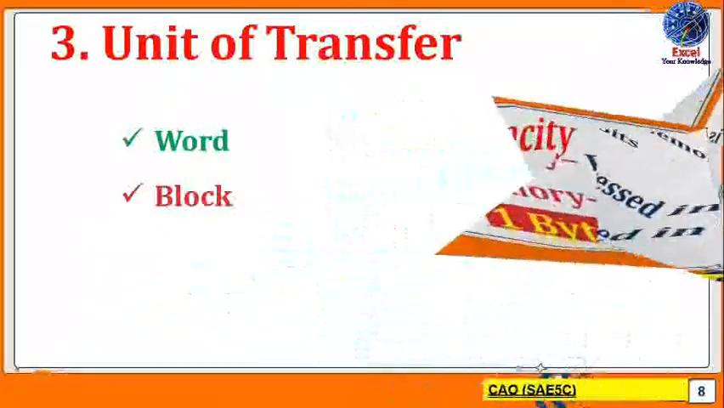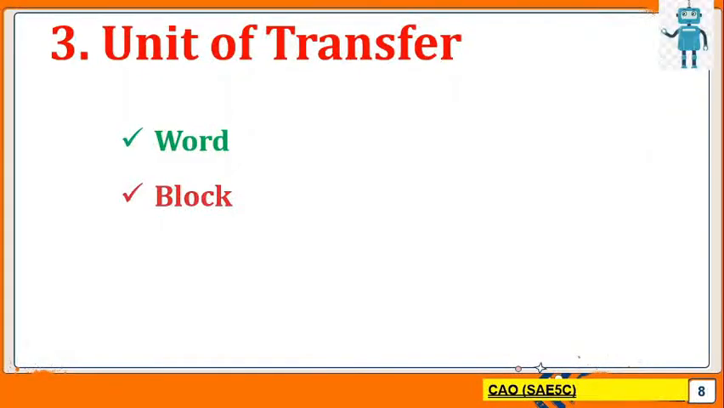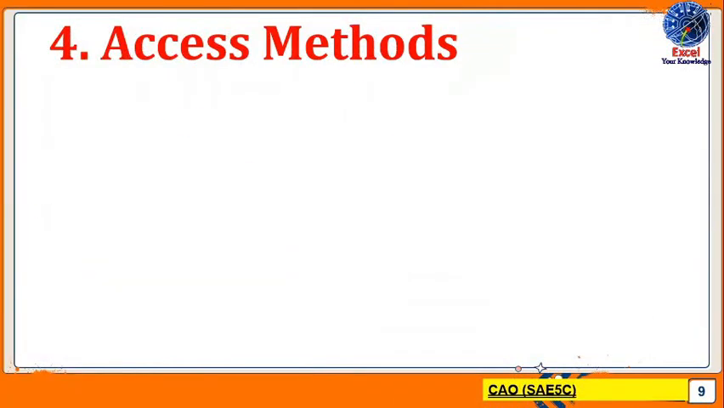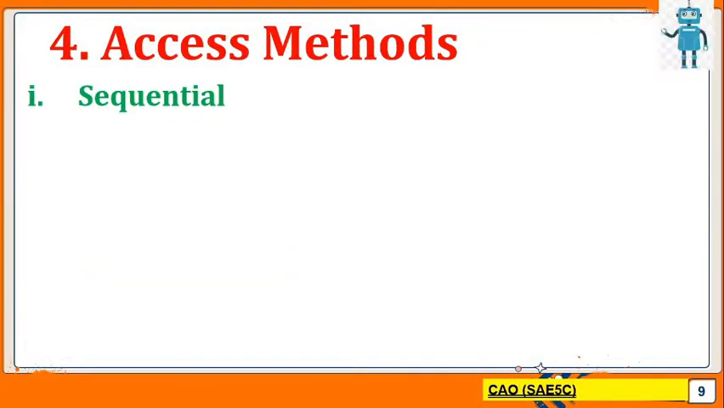The next important thing is the unit of transfer, that is, how the data is transferred in the computer. The data is transferred as words or blocks of words. This is another important characteristic of memory. The next one is the access methods, that is, how we can access the data which is stored in a location in the memory.